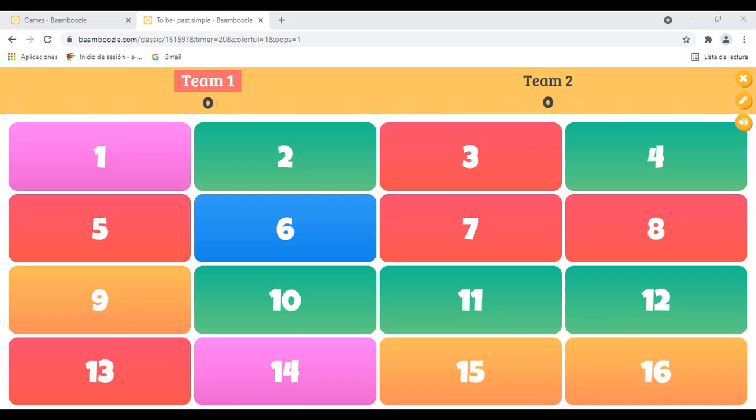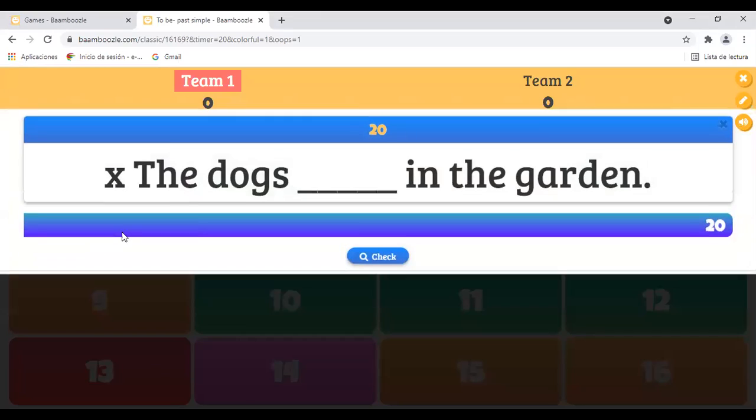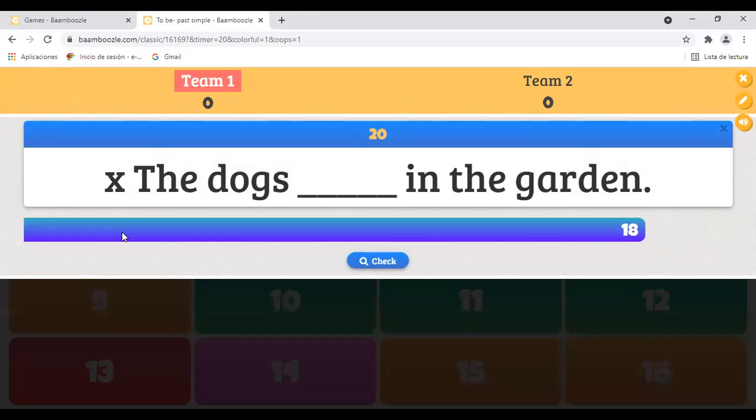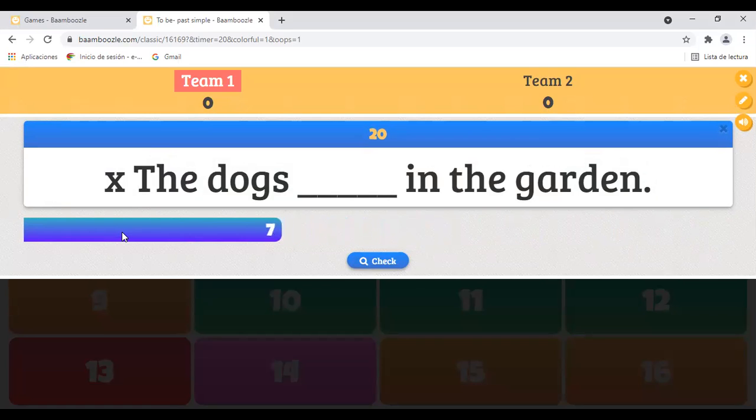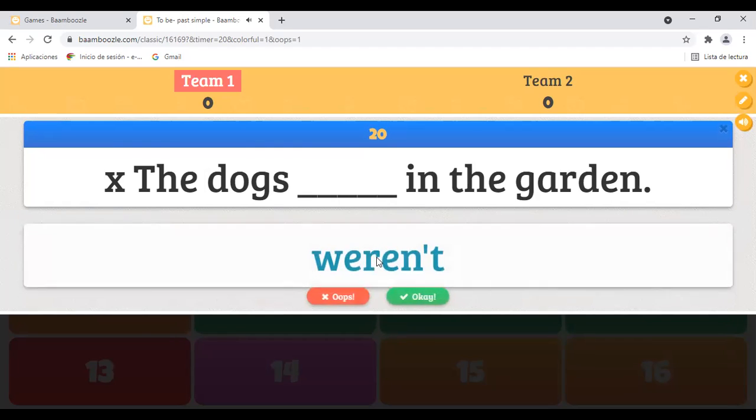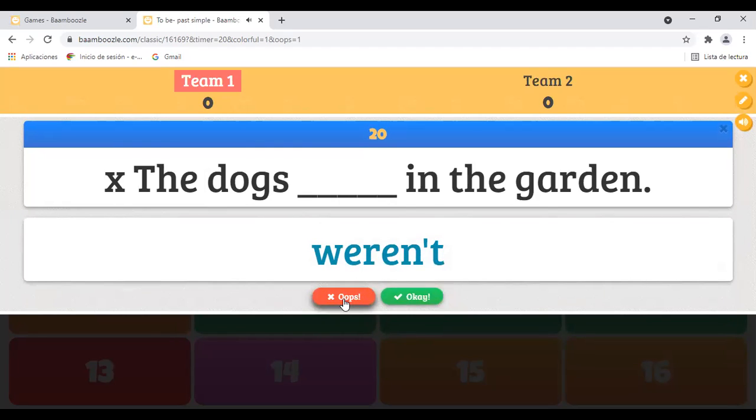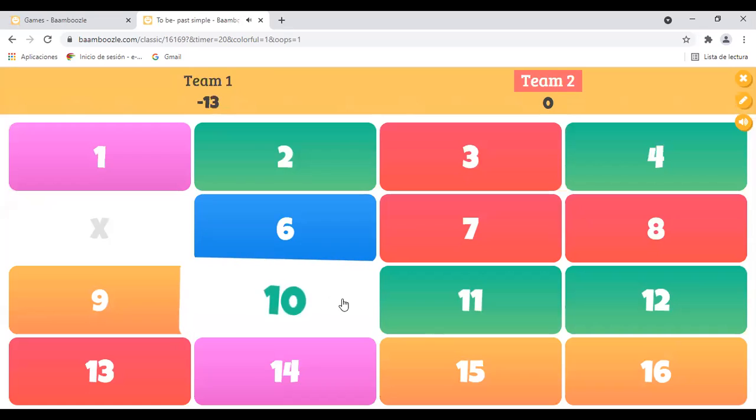5. 5, okay. Let's click on 5. The dogs, which would you use? Was or were in the garden? Girls? It was weren't, right? Because remember that was is for singular and weren't is for plural, right?